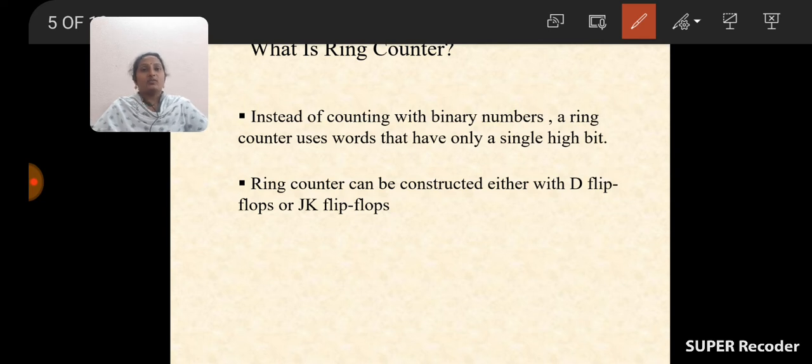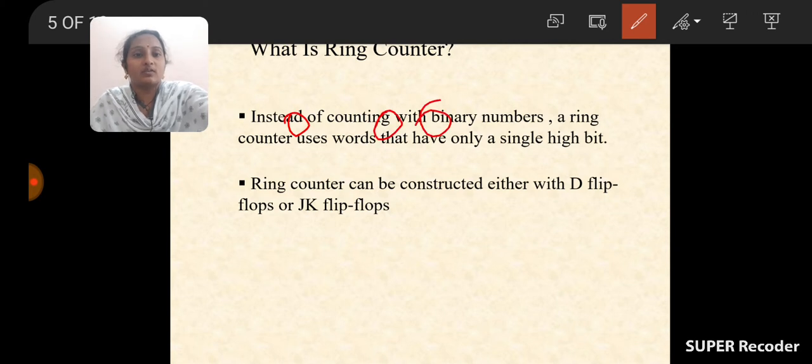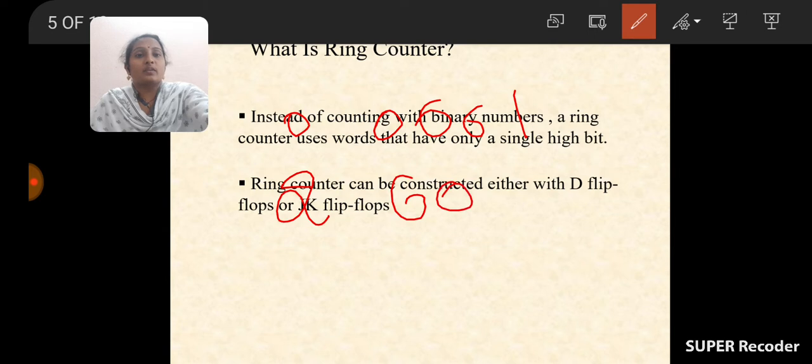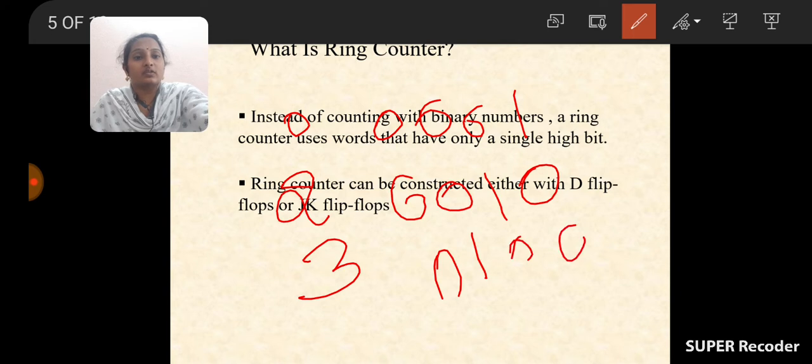But the ring counter will not follow the sequence. It will count the words having only a single high bit. For example, for the first clock pulse it will provide 0 0 0 1. For the second clock pulse, 0 0 1 0, this word having only one 1. For the third clock pulse, 0 1 0 0. For the fourth clock pulse, 1 0 0 0.